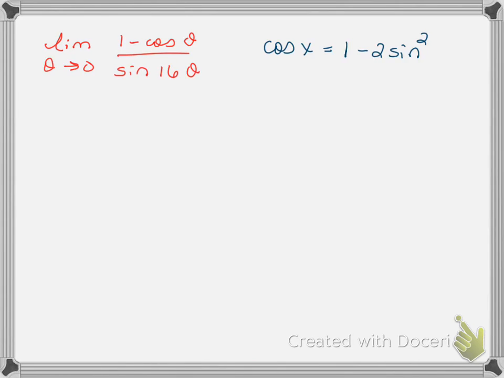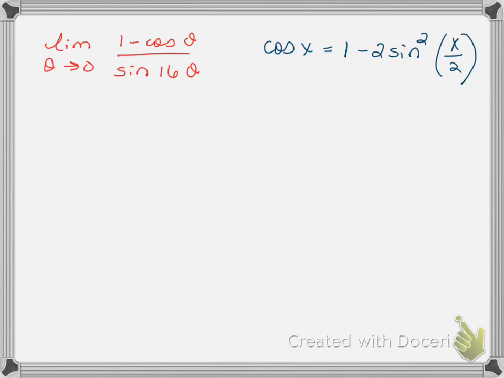Okay, and so we have the limit as theta approaches 0 of 1 minus cosine theta all over sine of 16 theta. Okay, so using our trig identity, cosine of x equals 1 minus 2 sine squared of x over 2, we can apply that identity here in this problem so that we can manipulate our expression into something that hopefully we'll be able to evaluate.